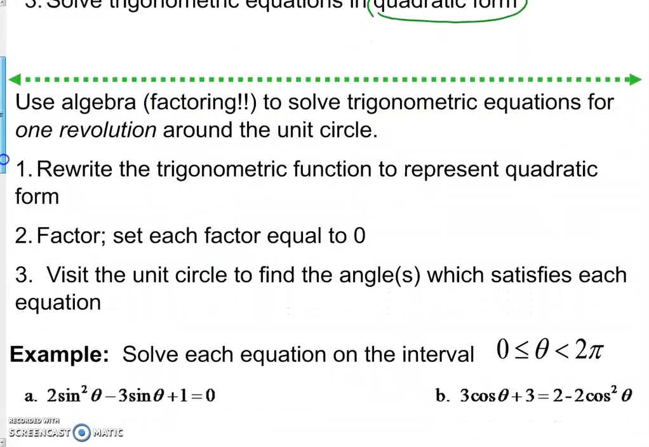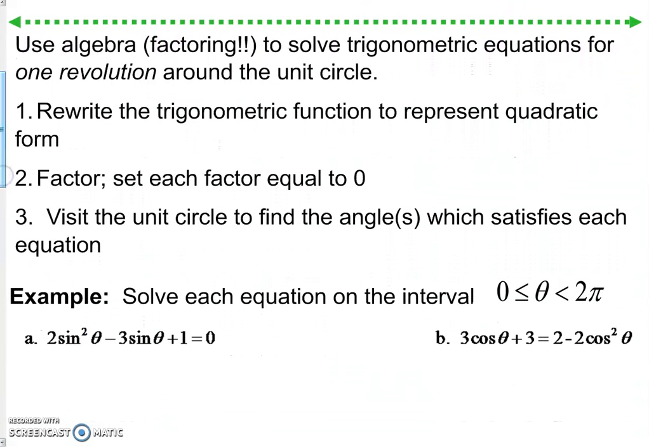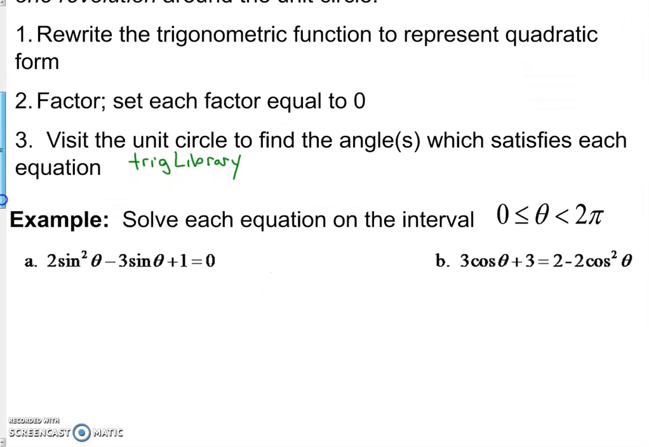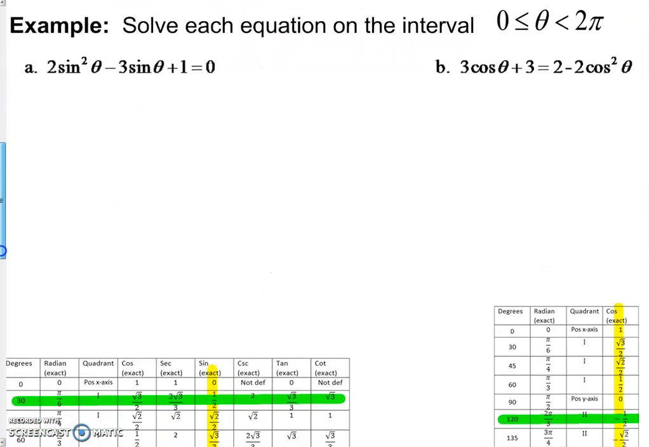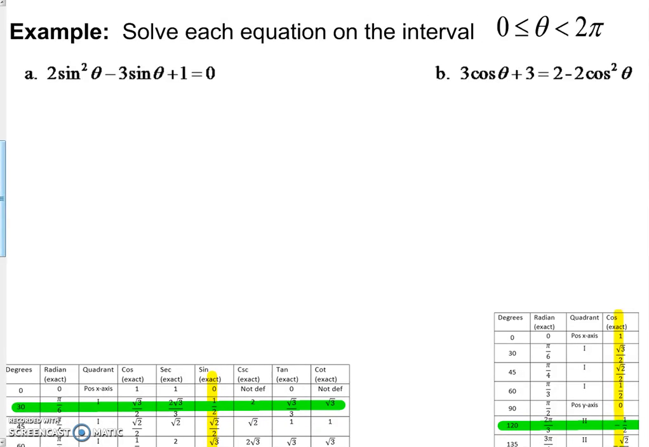So rewrite the trigonometric function to represent the quadratic form. Factor, set each factor equal to 0. And then again, you're going to use your trig library in order to find the angles which satisfy this equation. All right, again, we're just going from 0 to 2 pi, so 2 pi will not be an answer.